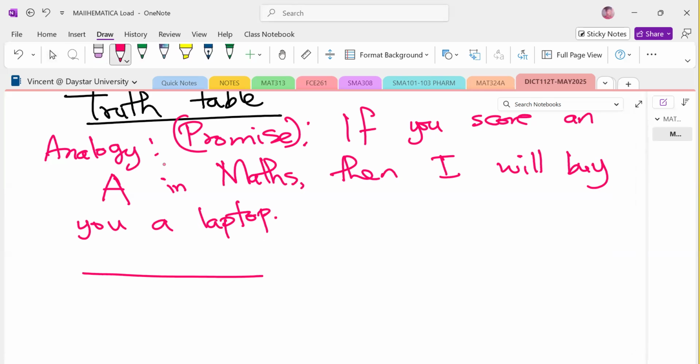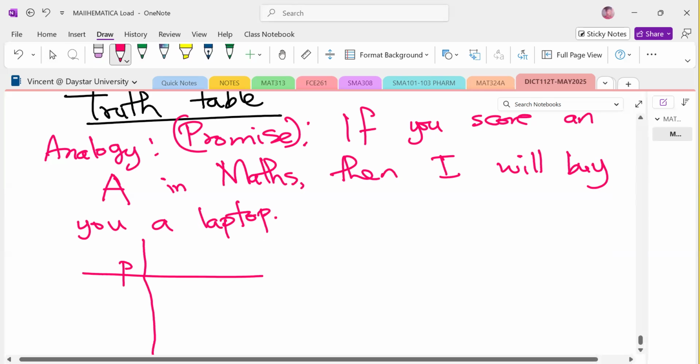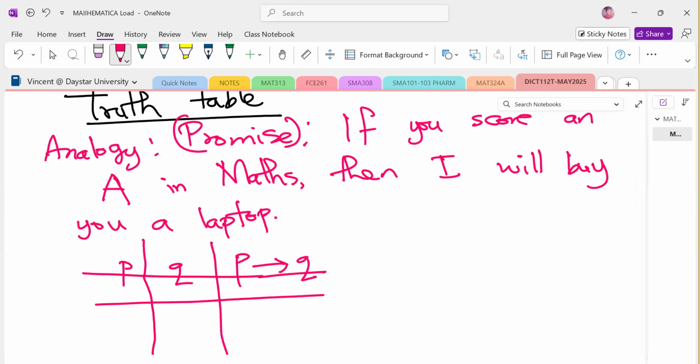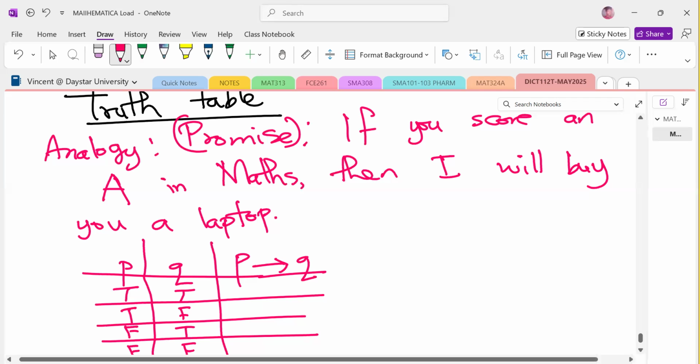So we draw this: P, Q, P implies Q. So true, true, false, false, true, false, true, false. So this is how we interpret this analogy.